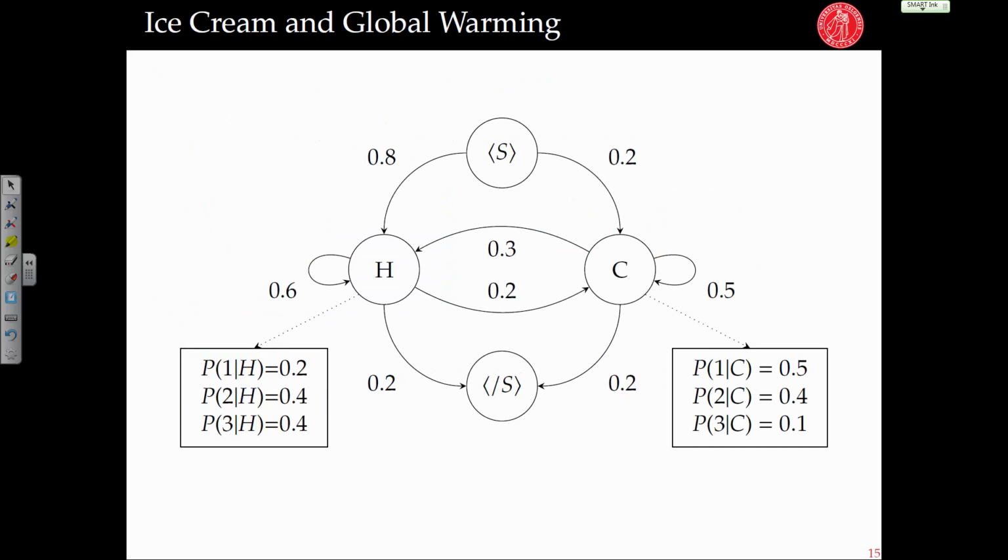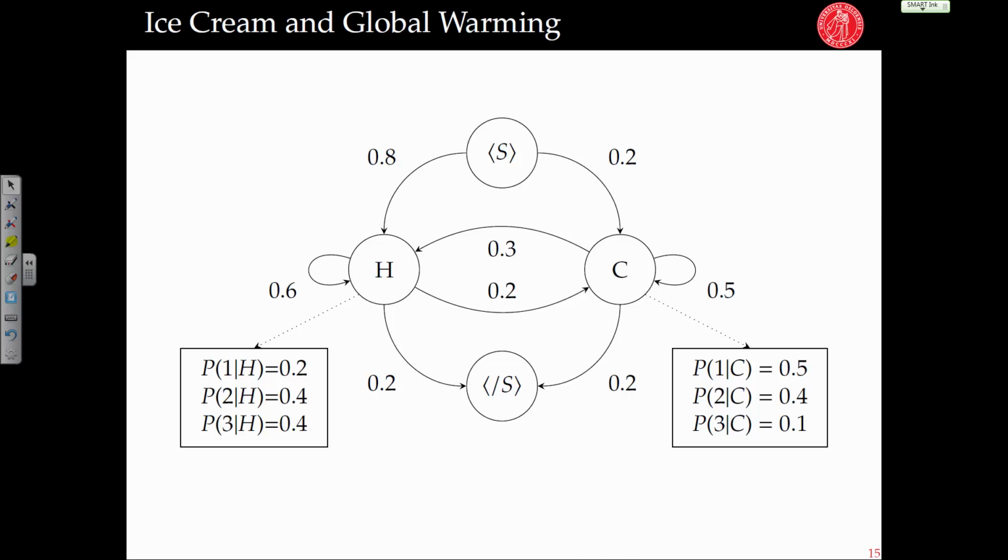If we try to represent our problem, it's a small problem, so we can assume some probabilities to work through the example. The circles here represent the hidden states. We have 4 states: 2 of them are pseudo-states, the start state and end state of a sequence, and then cold and hot, so cold day, hot day.